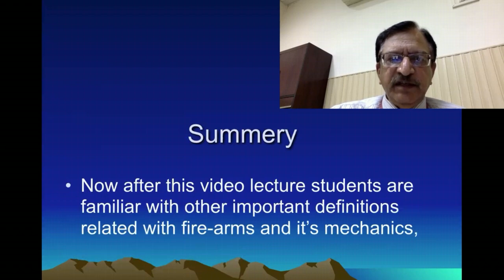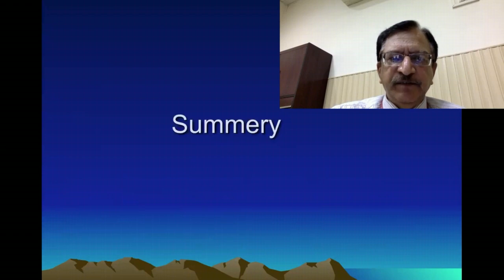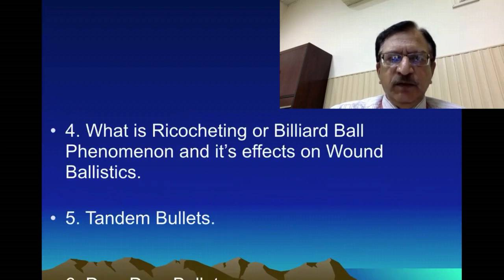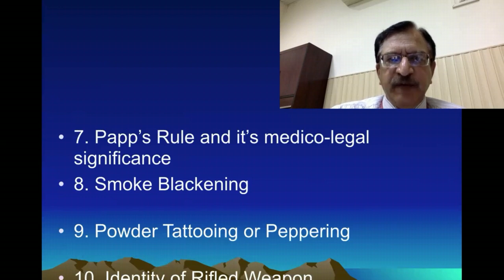So the summary of the lecture is that after this video lecture, the students will be familiar with more definitions and their mechanics. We have discussed in this lecture what the rat hole phenomenon is, what a shored exit wound is, what the bevelling phenomenon is and its significance. And we have now understood what the ricocheting phenomenon is, what tandem bullets are, and the dum-dum bullets. Then we discussed Pappu's rule and its medico-legal significance, then smoke blackening, powder tattooing, and identity of a rifled weapon. So now we are familiar with these terms.